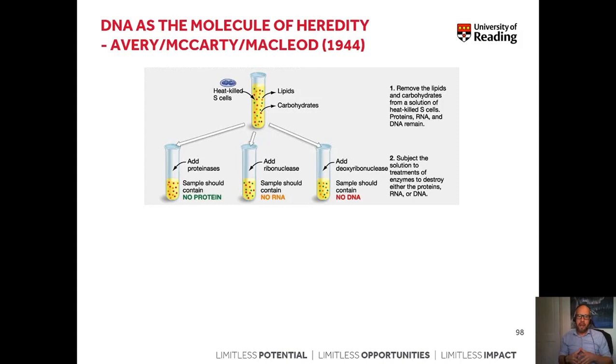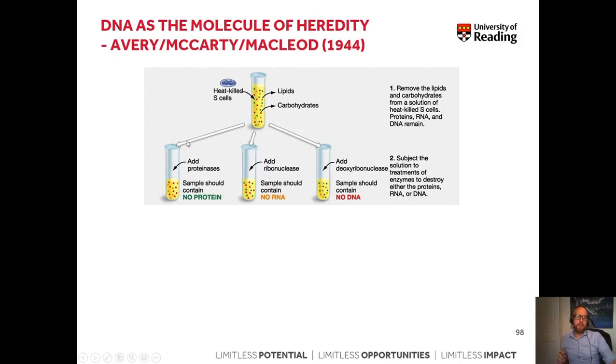This was already very good evidence that proteins are not the carrier of the genetic information, but the final proof that DNA actually does the job was provided in 1944 by McCarty and MacLeod. They used the very same model system, they used S cells, and they heat killed them. In the following, they produced a suspension containing lipids, carbohydrates, and basically all of the components that had been present in the cells before as well. The sample was then subdivided into different wells.